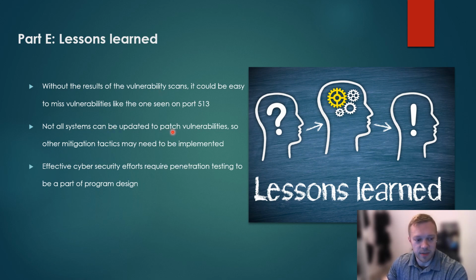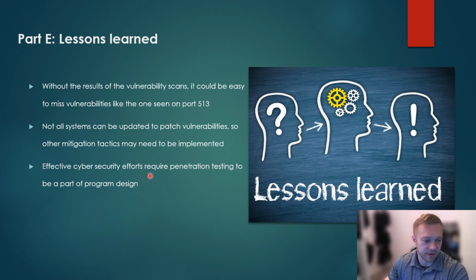Not all the systems can be updated to patch vulnerabilities, so other mitigation tactics may need to be implemented. So you can't always just update, patch, and fix things that way. You need to look at the other problems that you can fix to mitigate risk from maybe someone finding a vulnerability and exploiting it. How can you mitigate the risk of them either getting privilege escalation or persistence? You've got to look at all of the different avenues for blocking attackers, not always being able to update things.